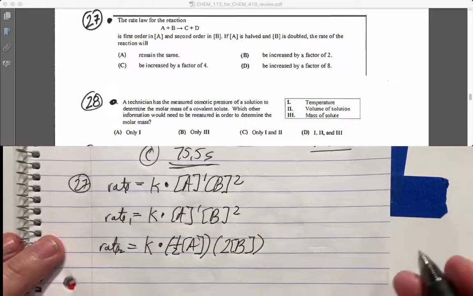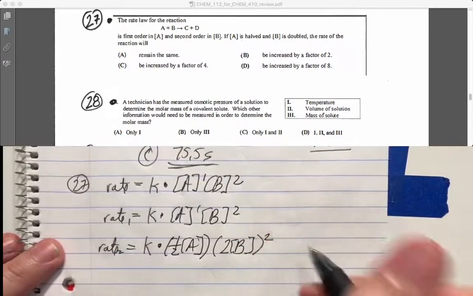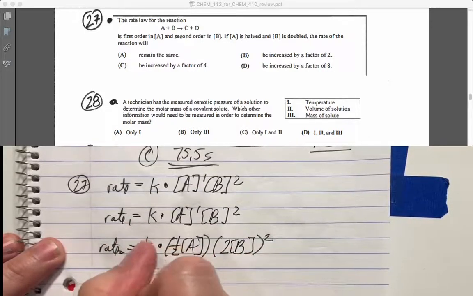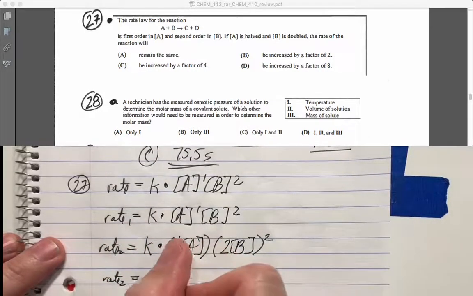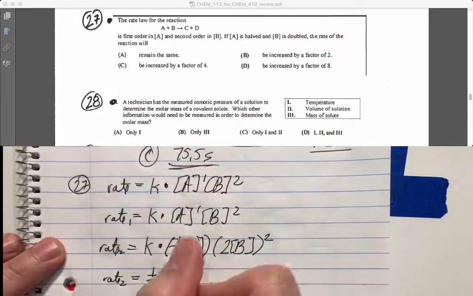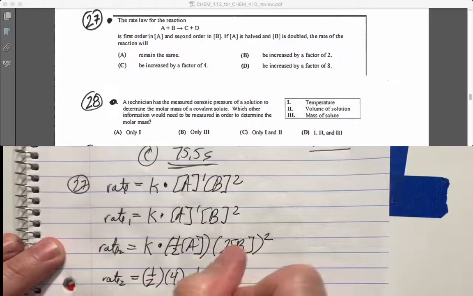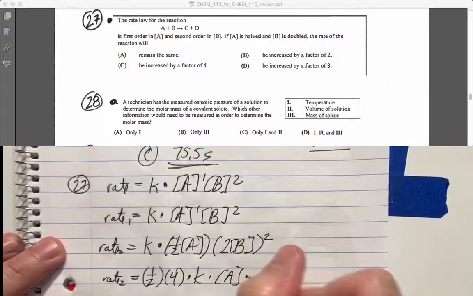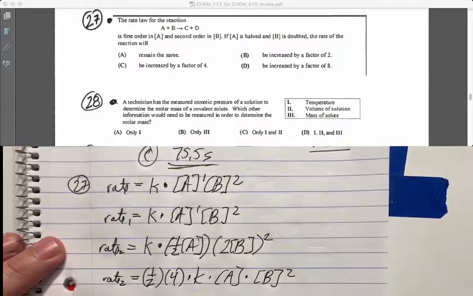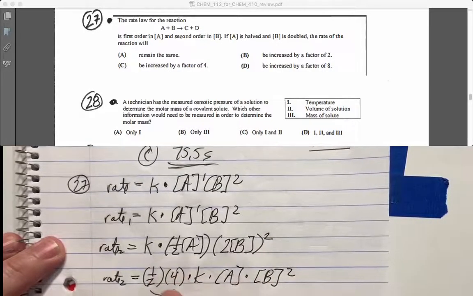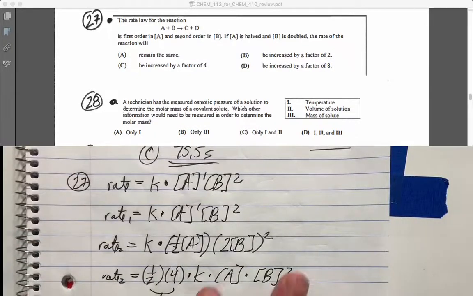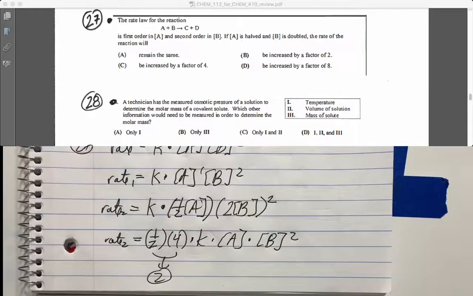Okay, and then this is where the magic happens. We double the concentration of B, and so for this rate 2, it's equal to, I'm going to put all these factors out here in the front, 1/2, and then 2 squared is 4, and then K, and then A, and then B squared. So this is going to give me 2. 1/2 of 4 gives me 2, and so this rate is going to double if I cut A in half but double B, because B has a much larger effect because the concentration of B gets squared.